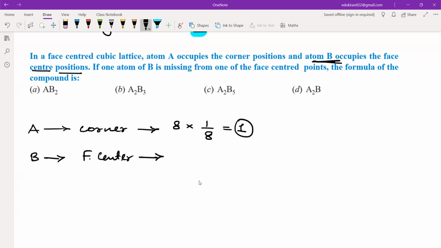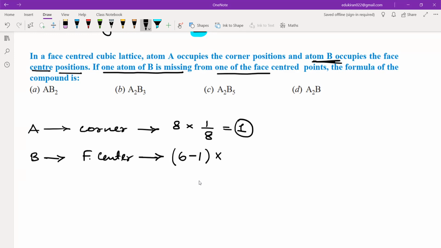We have 6 faces. Next statement says that if one atom of B is missing from one of the face centered points, how many atoms? We have 6 face centers and one atom is missing. So 6 minus 1, that is equal to 5, right? And its contribution. What is the contribution of face center atoms?